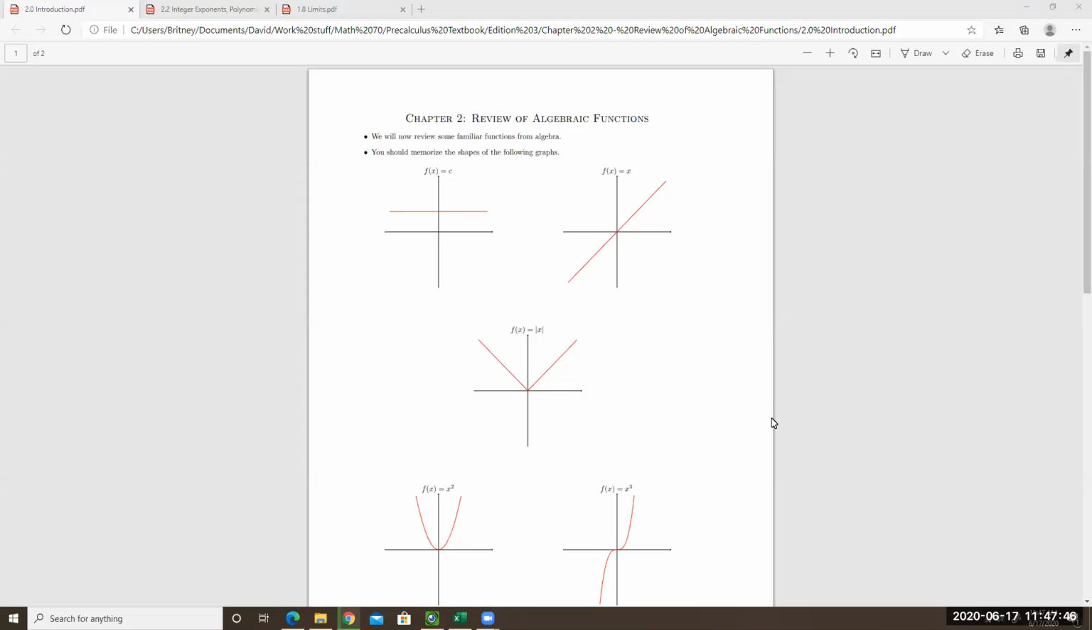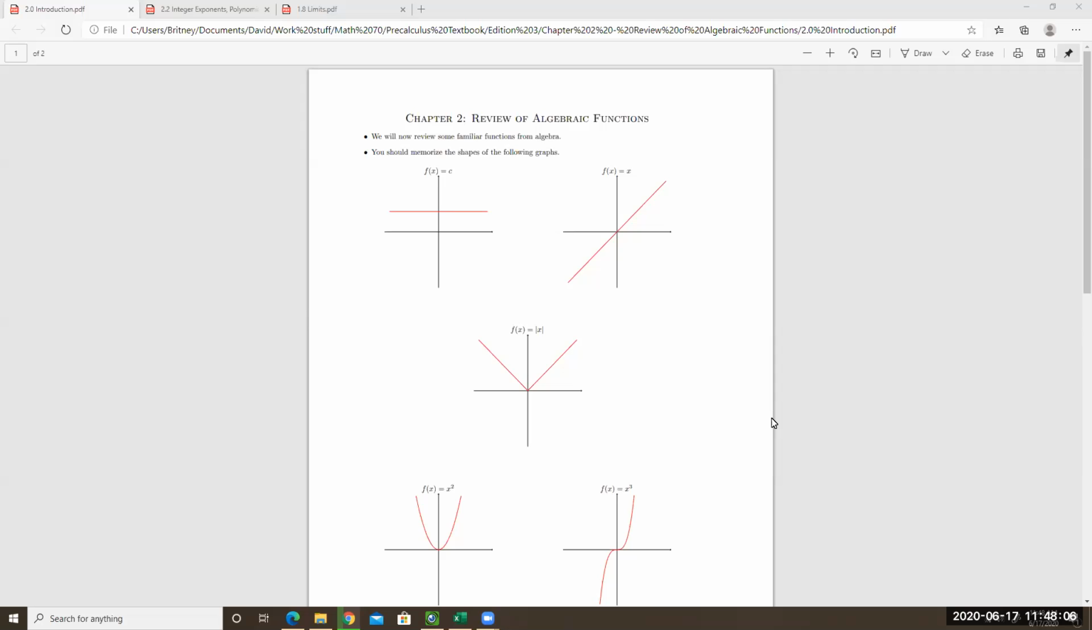All right, so we're done with chapter 1. We're going to move into chapter 2 now. Chapter 2 is just a review of algebra. So I'll be honest, we're going to cover a lot of ground in chapter 2, but it's all review. There's going to be really very little new information in chapter 2.